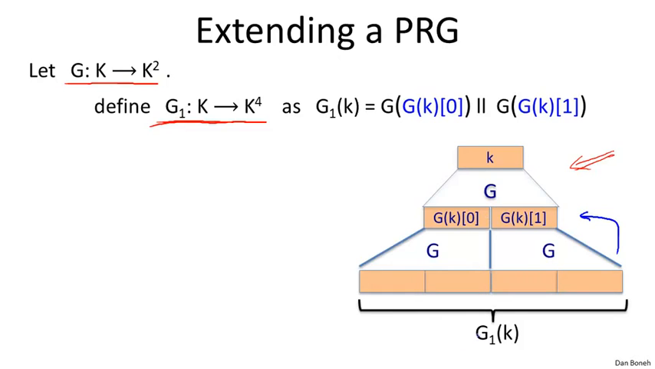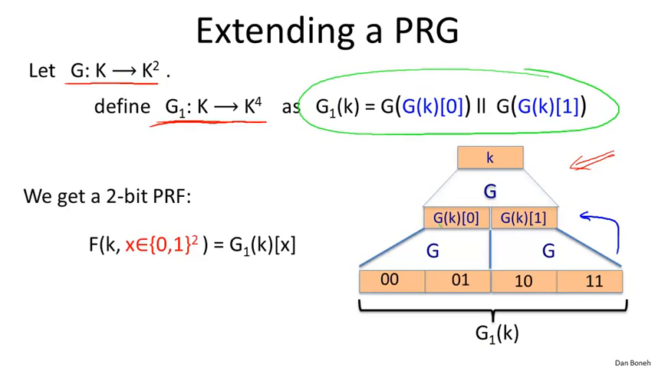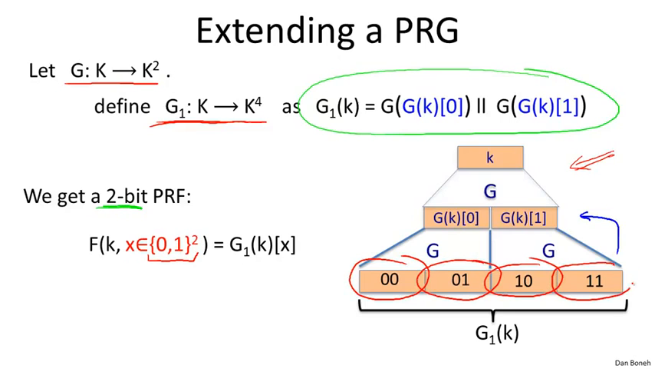And we're going to call the output of that, this quadruple of elements, G1(k). I wrote down in symbols what this generator does, but you can see from this figure exactly how the generator works. Now that we have a generator from K to the 4th, we actually get a 2-bit PRF. Namely, given 2 bits, 00, 01, 10, or 11, we'll simply output the appropriate block that's the output of G1(k). So now we have a PRF that takes 4 possible inputs as opposed to just 2 possible inputs as before.